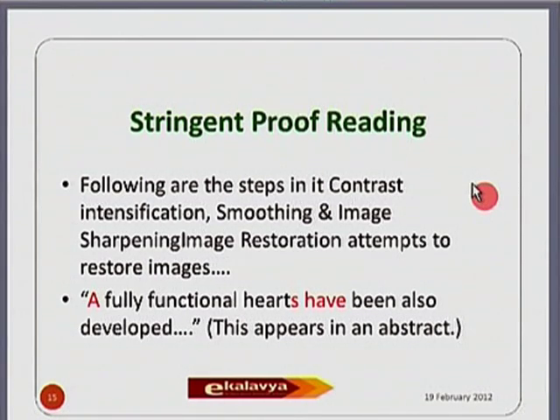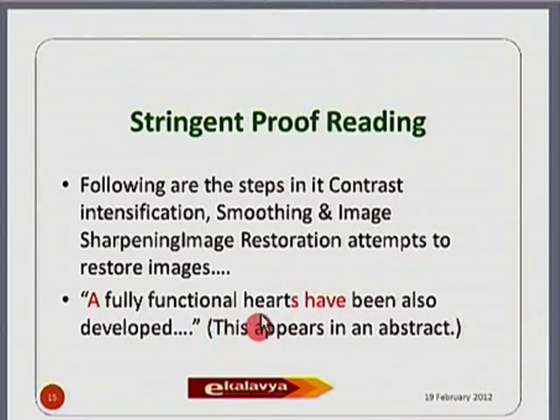These are paragraphs from your papers, and for example, the second one appears almost at the very beginning. This is in the abstract. "A fully functional hearts have been also developed." What do you want the referee to think about your paper? A fully functional, singular, hearts, plural, have, plural. "A fully functional heart has been also developed." That's the correct way to use it.